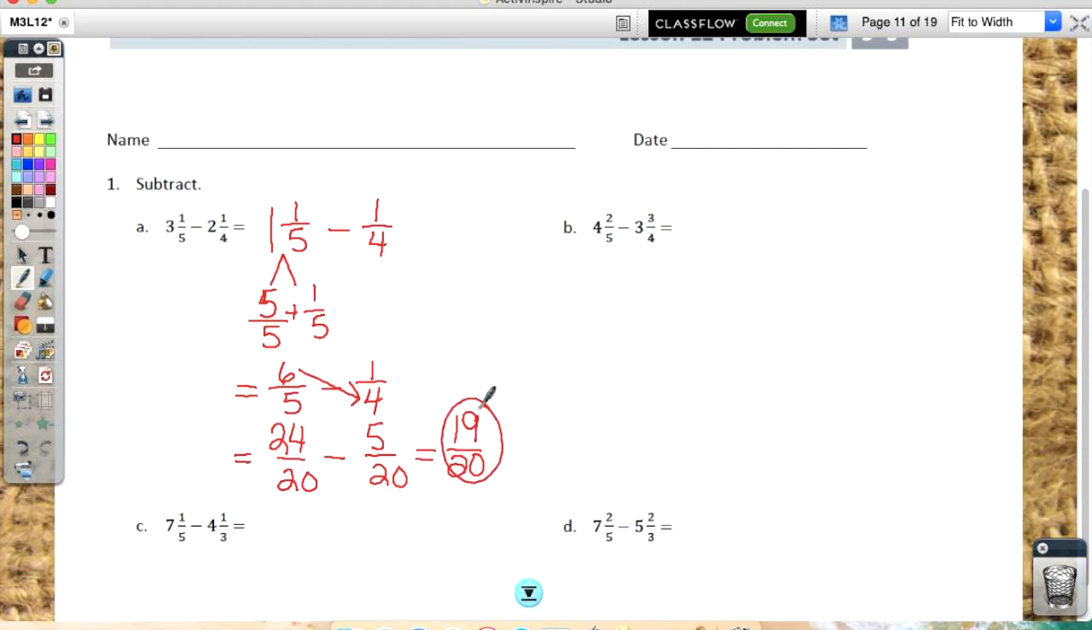Is this all coming back to you from last week? All right, are we ready? Let's do the next one. Subtract the whole numbers. 1 2/5 minus 3/4.